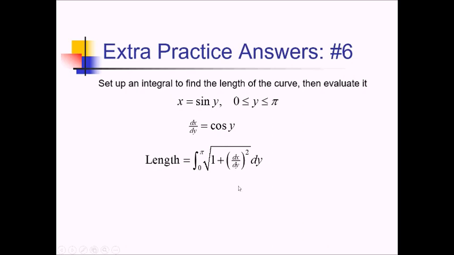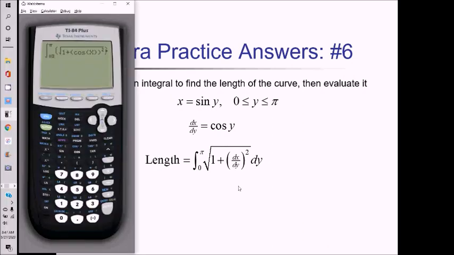So let me do this on the calculator. So here's what this looks like on my calculator. I did math 9 to get integral. I have 0 to pi, square root 1 plus, and now I have a cosine of x, and notice I have to close a couple parentheses here to square that.